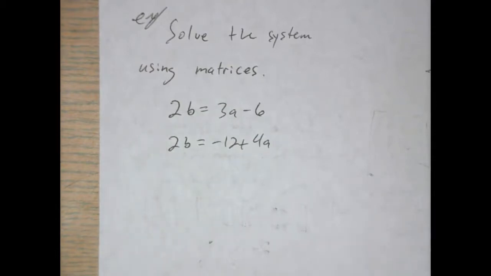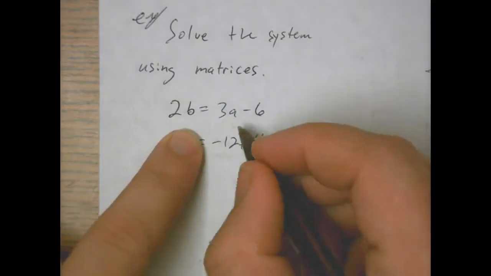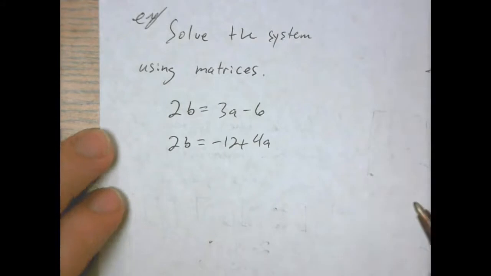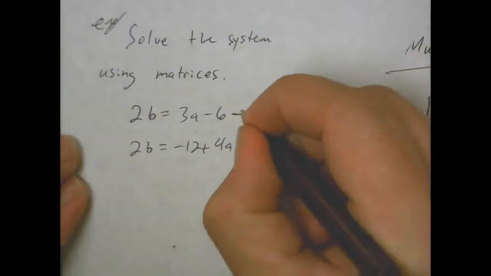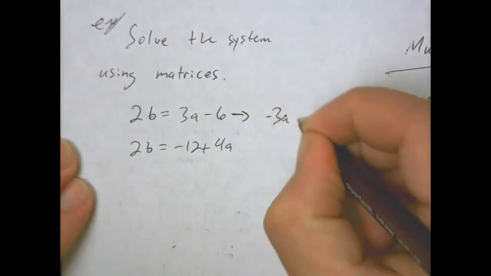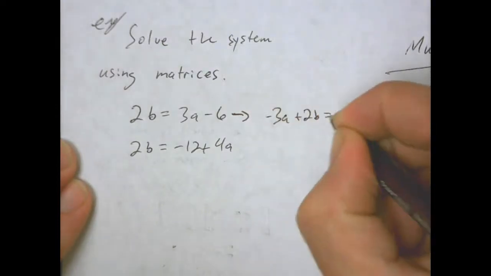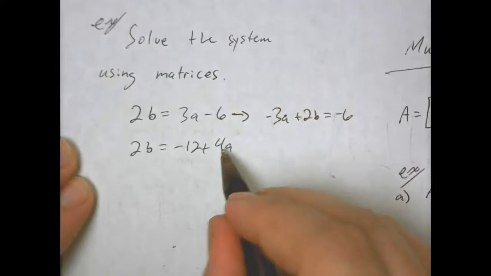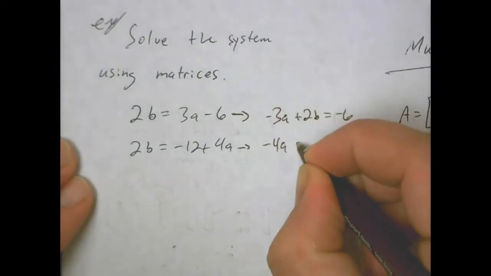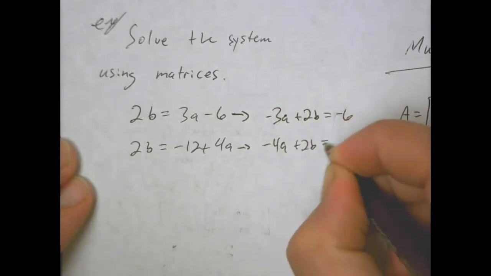Looking again at this one, notice we do not have A and B on the same side. We need to move some stuff around first so that we can solve this. In getting A and B on the same side, I can subtract 3A. So I have -3A + 2B = -6. And I need to subtract 4A. So -4A + 2B = -12.